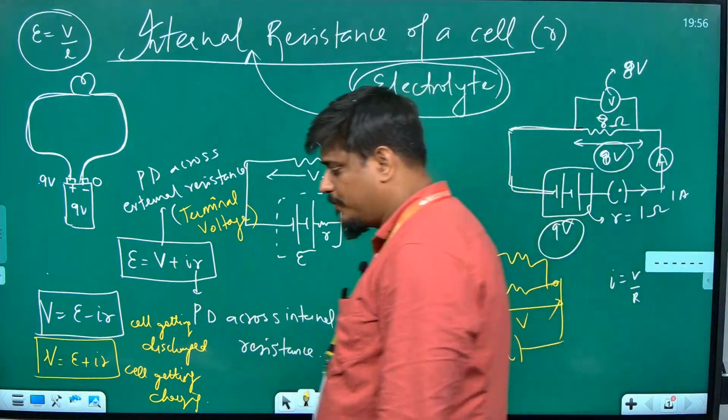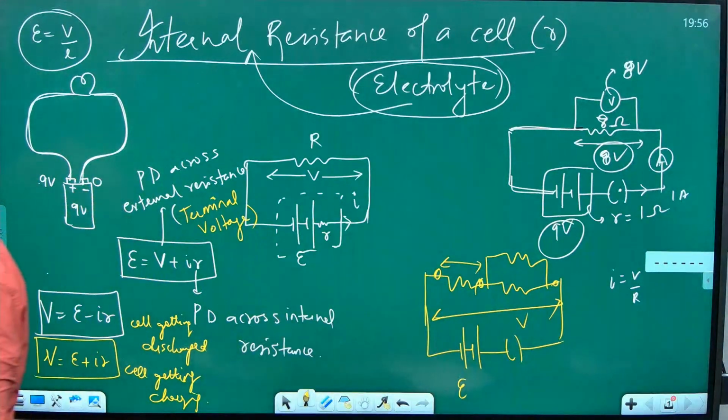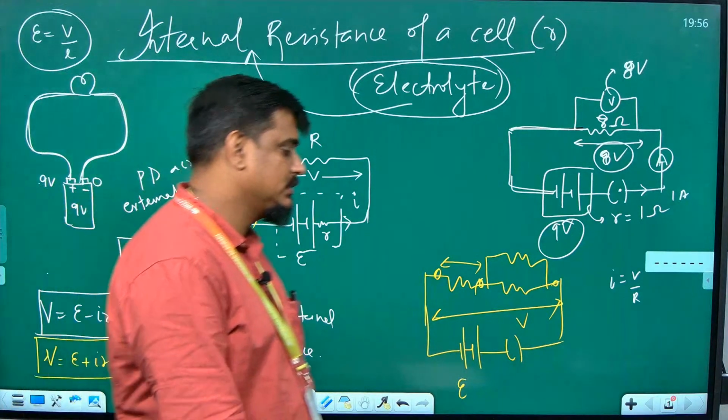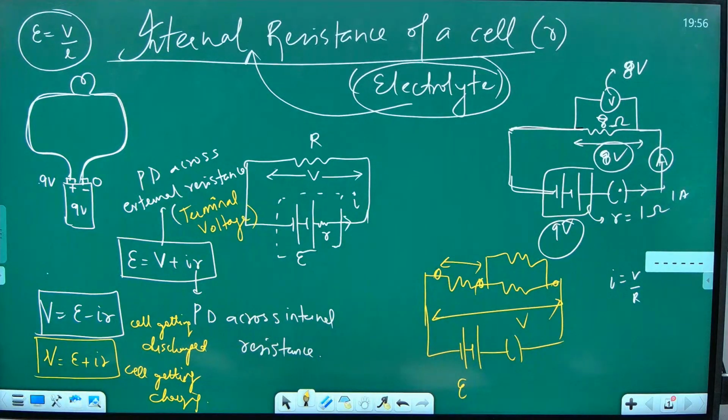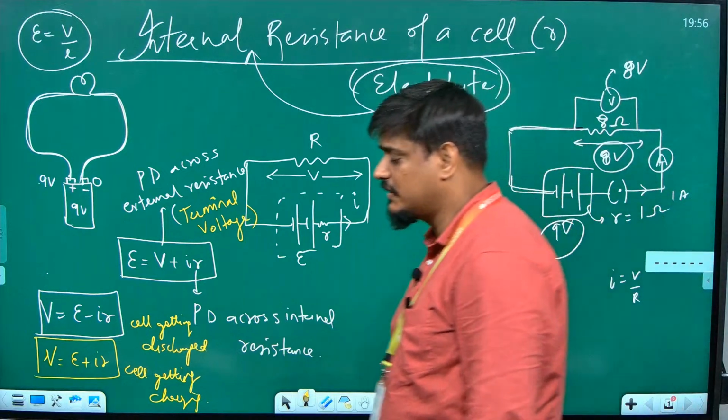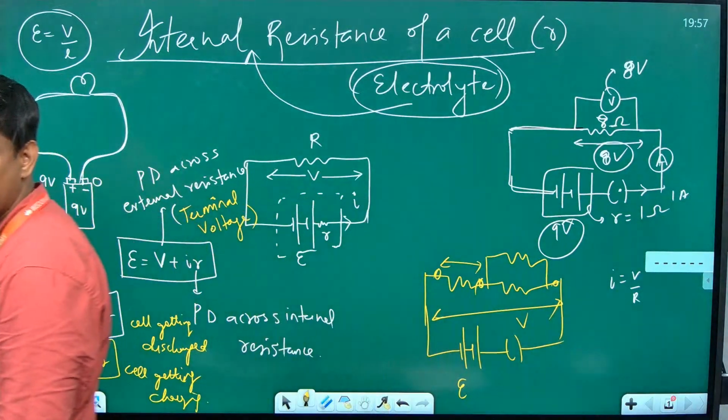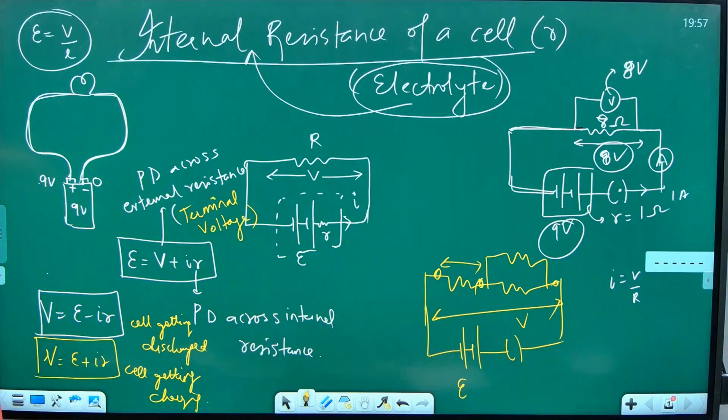It is the potential drop across the external resistances when the circuit is closed.